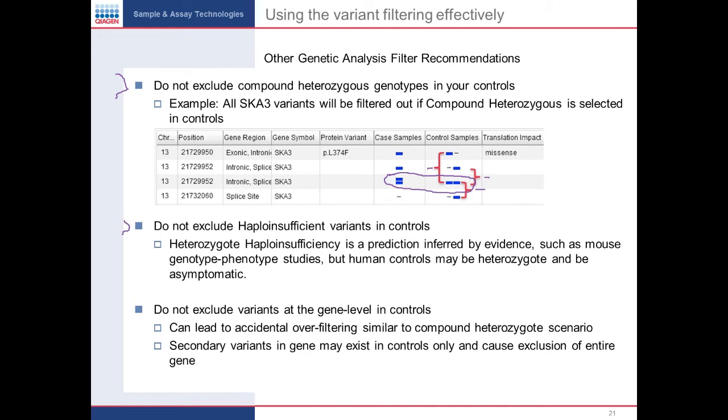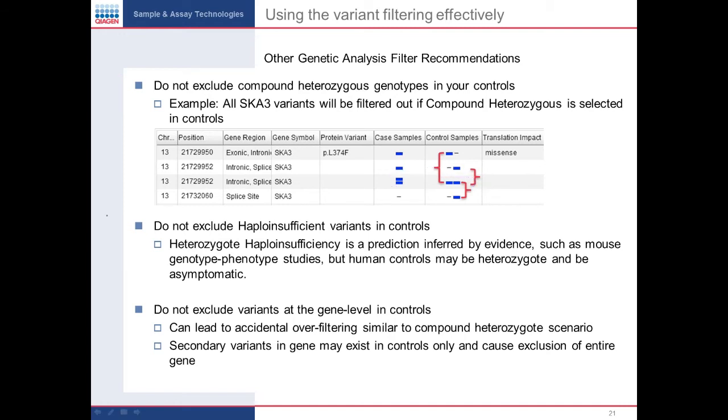I also don't usually exclude haploinsufficiency. Haploinsufficiency is basically when a heterozygote is known to cause a phenotype. This is a prediction that's inferred by evidence. So again, we've gone out to the literature, we've looked at mouse information, and when a heterozygote in mouse causes a phenotype in mouse, we infer that it's haploinsufficient. That's great, but it doesn't always translate to humans. Humans may have that same heterozygote and be asymptomatic. So you don't necessarily want to go out and remove predicted haploinsufficiency.